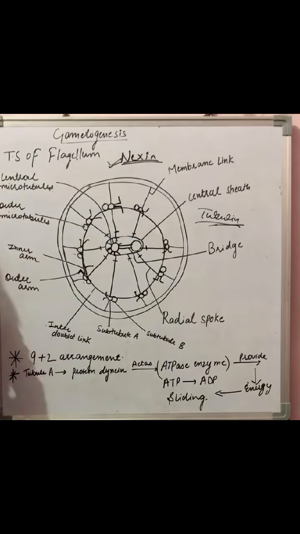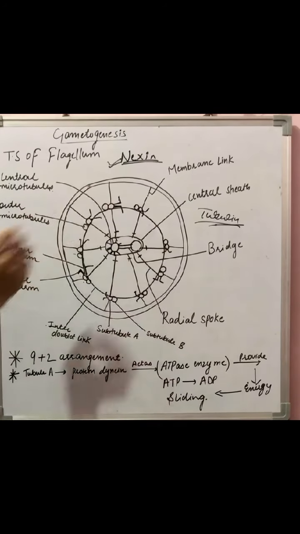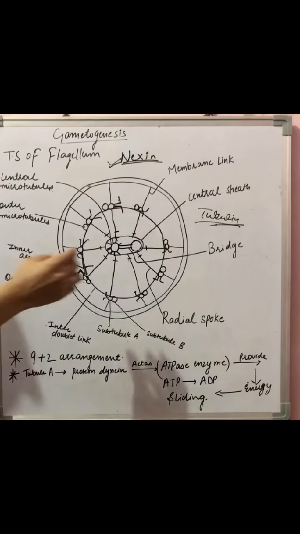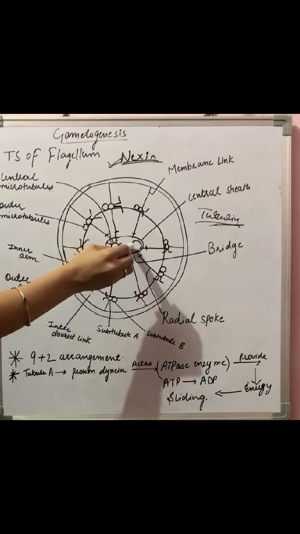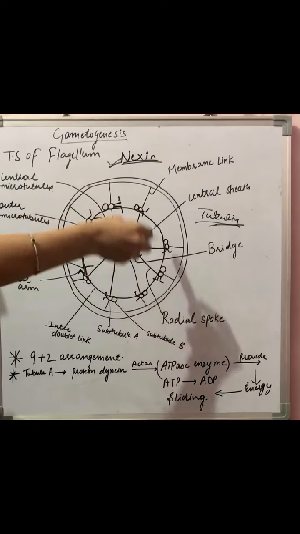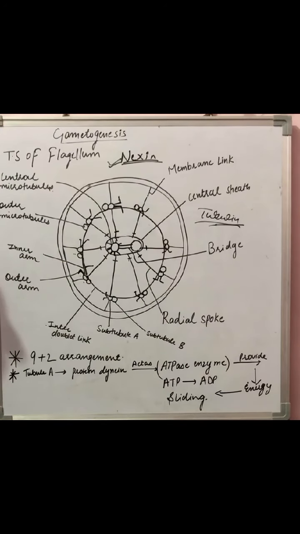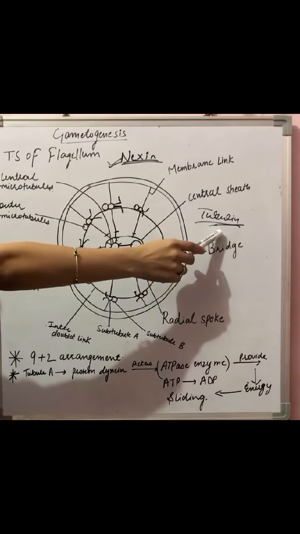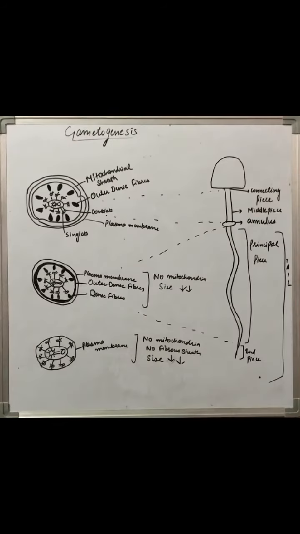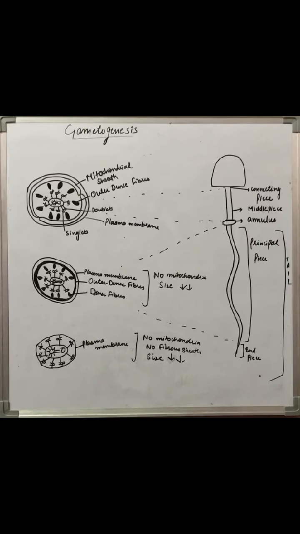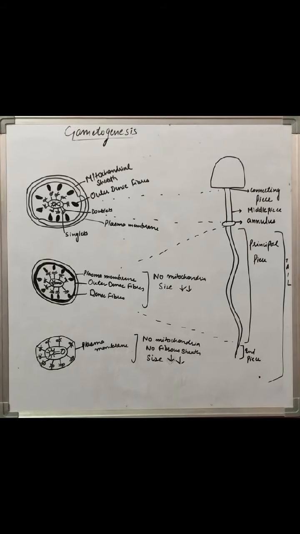This tubulin protein helps in the formation of these microtubules. So we have discussed the structure of the flagellum, in which we have discussed this 9+2 arrangement, in which there are the two singlets present in the center and the 9 doublets present around the singlets. And these proteins we have discussed: nexin, tubulin and dynein. So we have discussed the head part.